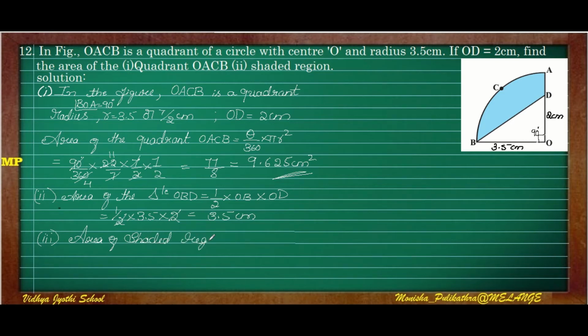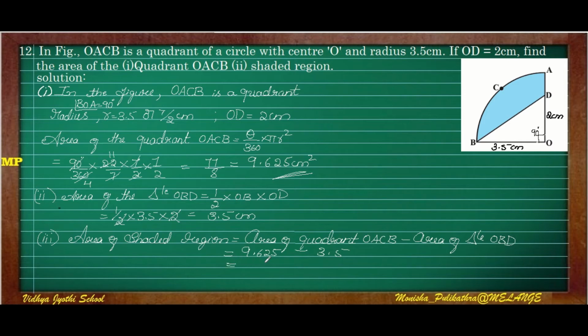So the area of the shaded region is equal to the area of quadrant OACB minus the area of triangle OBD. The area of quadrant OACB is given as 9.625, minus the area of the triangle, which is 3.5.